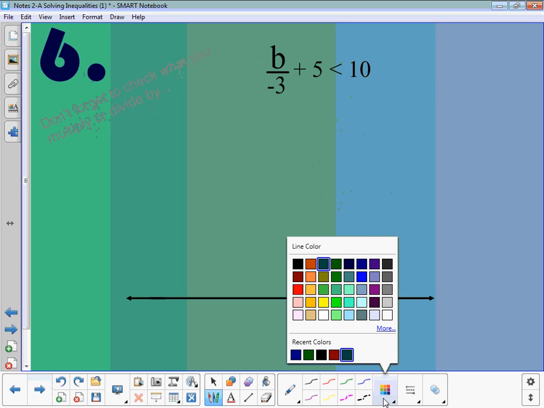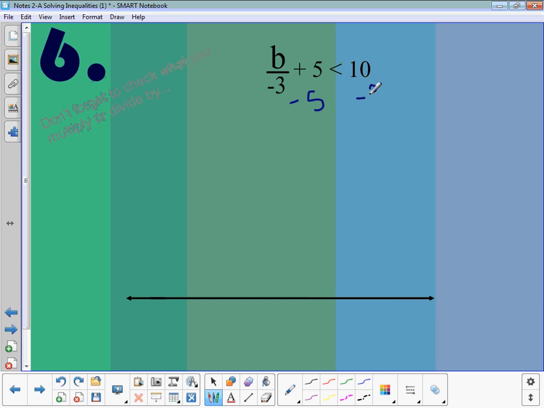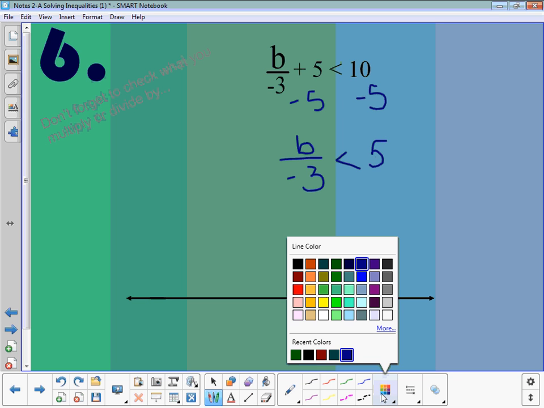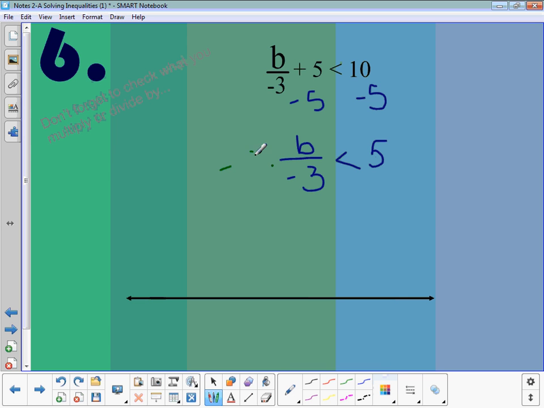So we want to get that b by itself. So the first thing we're going to do is subtract 5 from both sides. So we have b divided by a negative 3 is less than 10 minus 5, which is just 5. So b divided by a negative 3. That's what that represents. Well, the opposite of dividing is multiplying. So I'm going to multiply both sides by a negative 3.